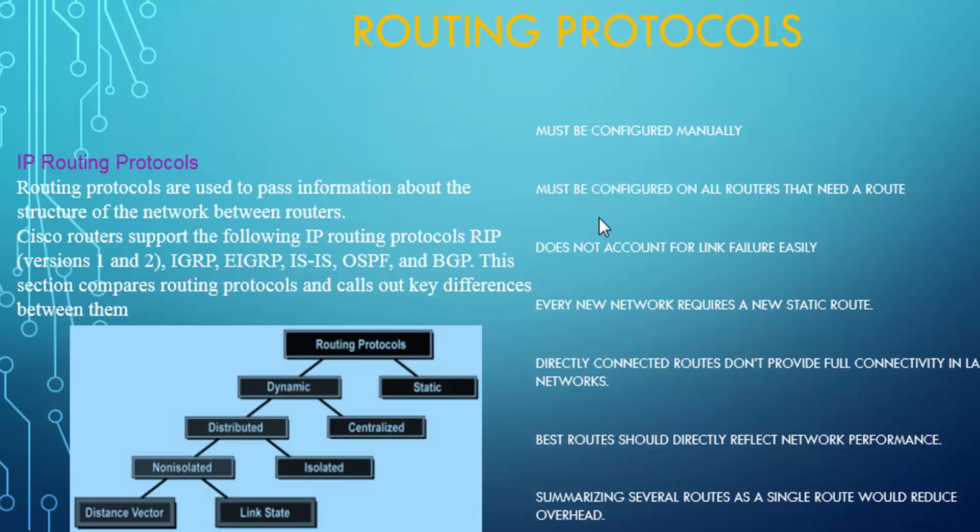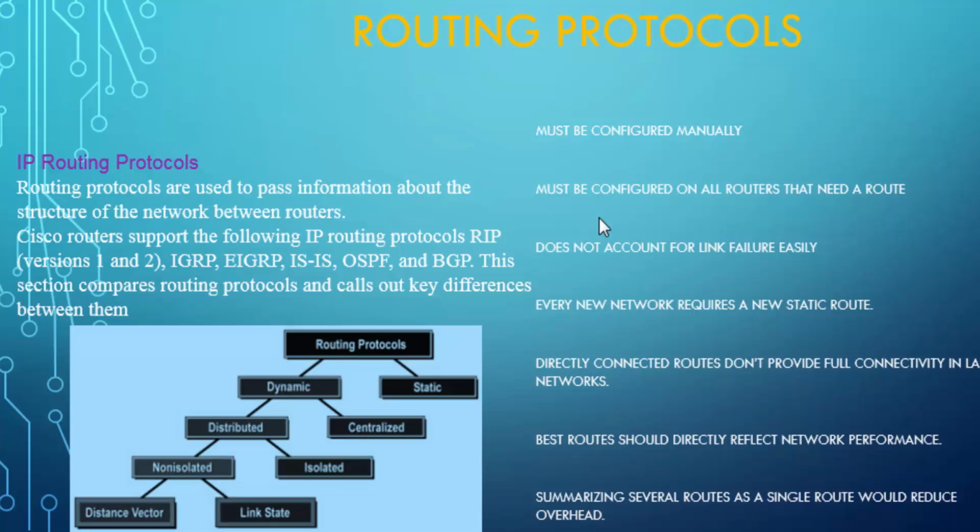So this is something that works a little bit better with dynamic protocols, as we mentioned before. Best route should directly reflect network performance. When we are talking about network performance, we're going to get deeper into that in a couple of seconds. We are talking about the fastest way that the routers can get from one place to another place, another router in your personal network.